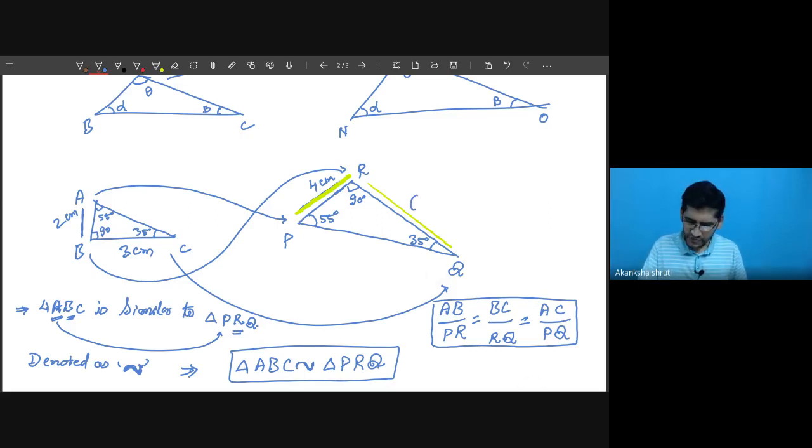So RQ must be your 6 centimeter. So it was 2 times giving the 4. BC, which is 3. Again, this has to be 3 times to maintain the similarity. So 2 3s are 6. Okay, it is like this.